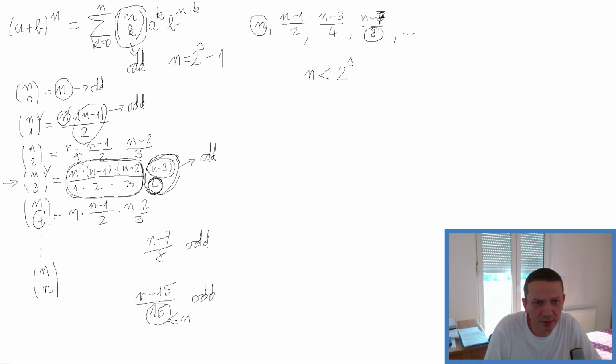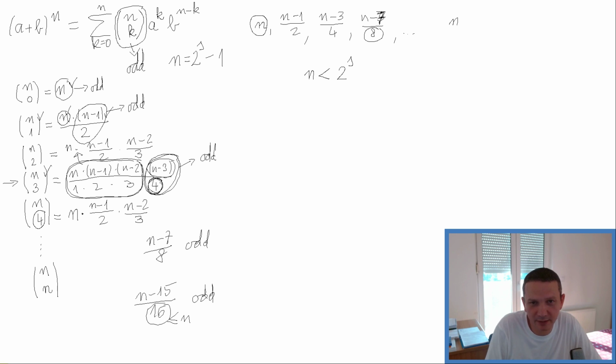N is odd, and 2 to the power of s is even unless s is 0. But if s is 0, this will mean that n is equal to 1, and that case is a trivial case. N equal to 1 is a trivial case. We have only two coefficients, this one here and this one here.